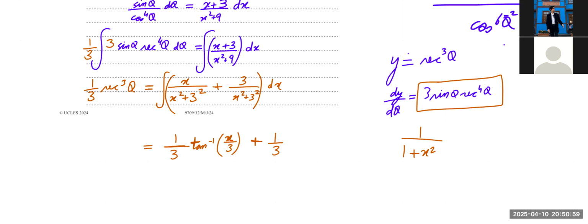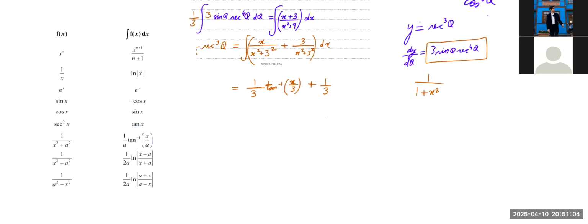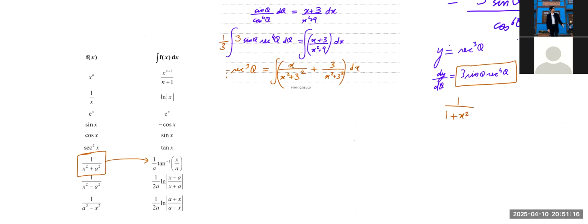These are hard to remember. Okay, so first of all, if you have 1 over x plus a squared, basically that is going to be this, right? First of all, I don't think we have any of these options because we have x over x squared plus 3 squared, right? So there are two kinds of situations happening here.